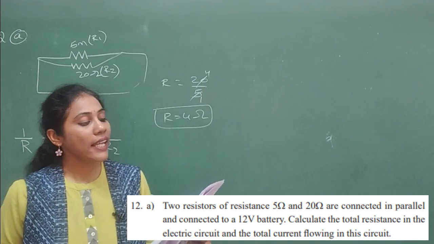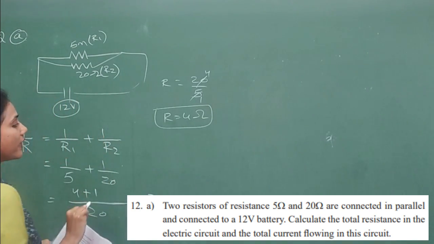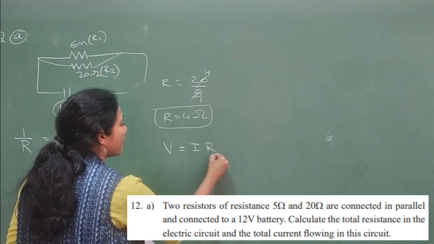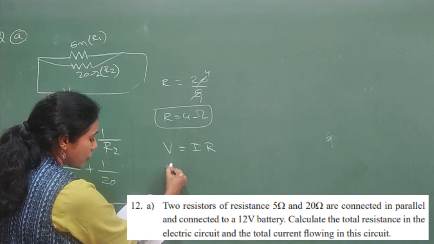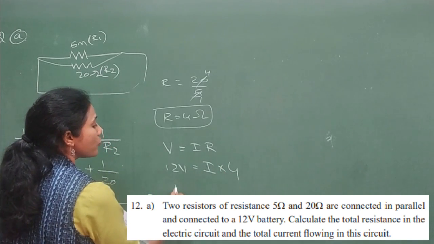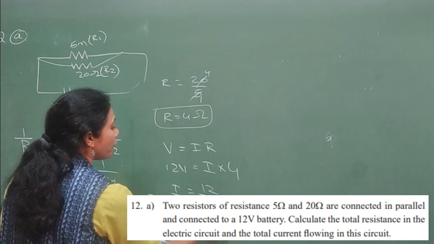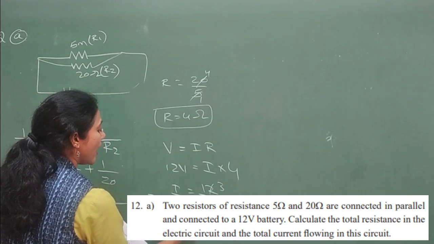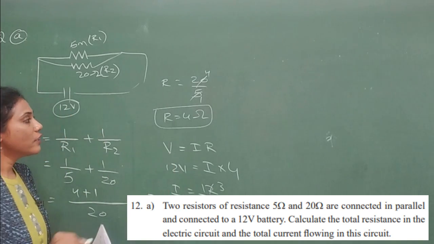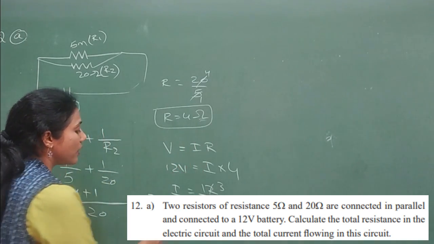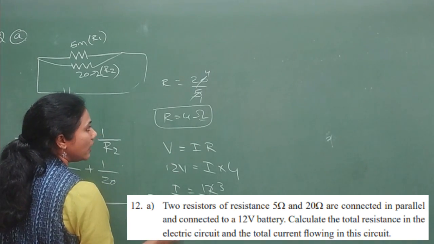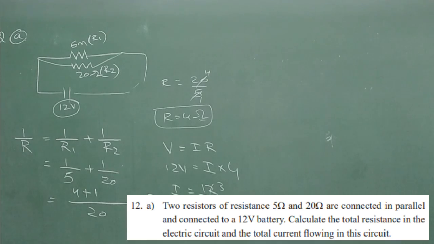And they also asked you to calculate the total current flowing in the circuit, right? So what is the Ohm's law formula here? Ohm's law, that is V is equal to IR. Voltage is given. How much is the voltage? 12 volt is equal to I into the total resistance, which is 4. So I is equal to 12 by 4. 4 threes are 12. So I is equal to 3 amperes. Don't forget to put the unit. For resistance the unit is ohms, for electric current the unit is ampere. So total resistance is 4 ohms and total current is 3 amperes, right?